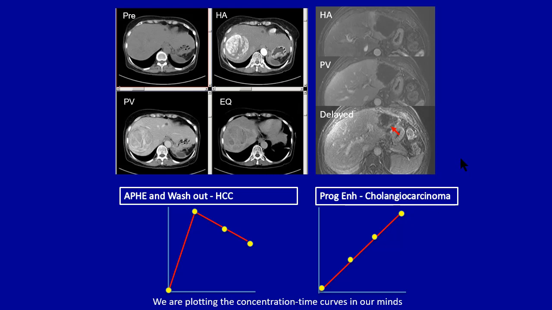Radiologists are familiar with dynamic imaging. They are familiar with the wash-in and wash-out pattern of hepatocellular carcinoma and of the delayed progressive enhancement of cholangiocarcinoma. When they make that diagnosis, they are actually mentally plotting the concentration time curves in their minds. So the tumor concentration time curve is actually a very useful parameter, and it allows the radiologist to make a diagnosis.